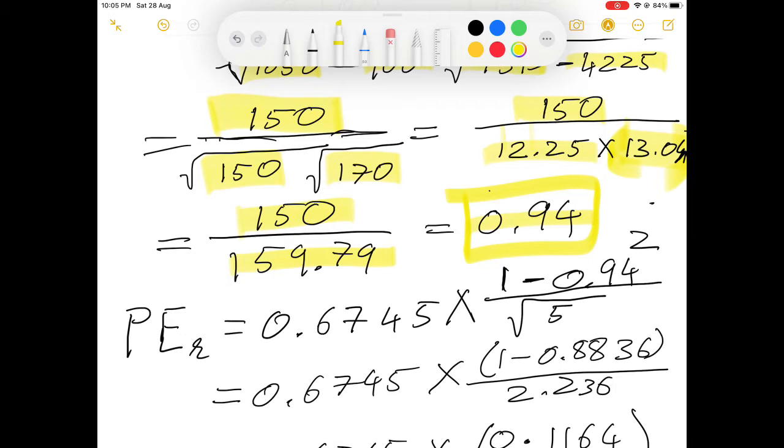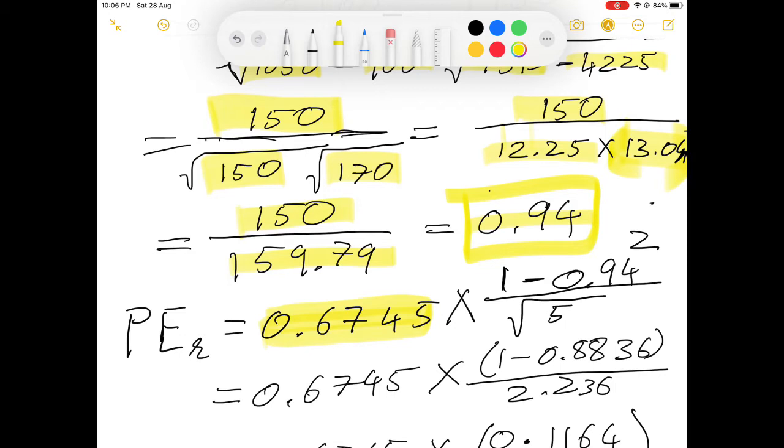Now we will use this to calculate a value called probable error, where probable error is the probability that there is a mistake in the calculation. So the formula is 0.6745 into 1 minus r square divided by root of n. So I have already replaced r with 0.94 and n with 5. Now this 0.6745 comes from the normal distribution. That is not a topic for discussion today, so we'll directly go to the calculation.